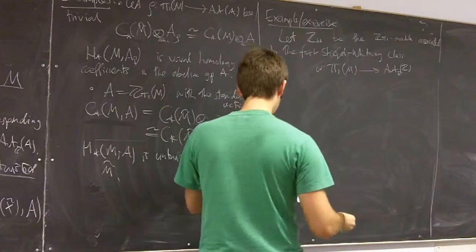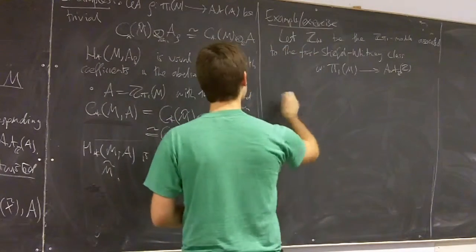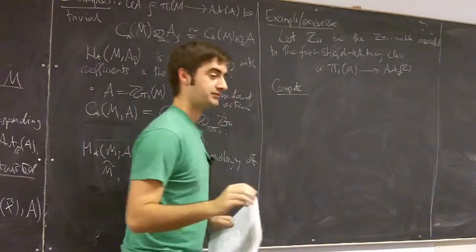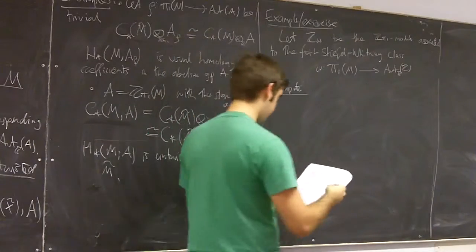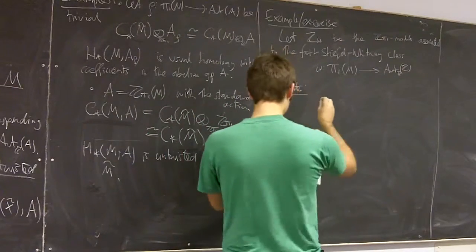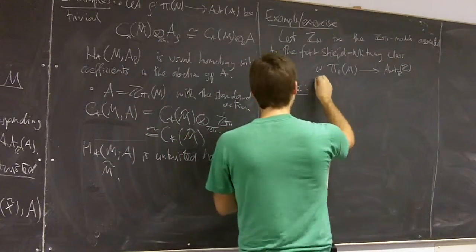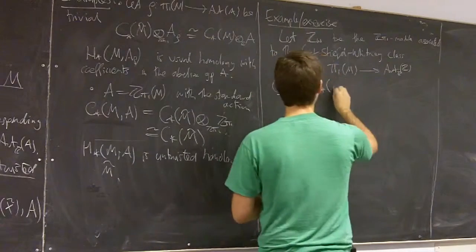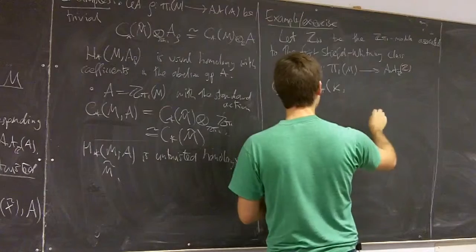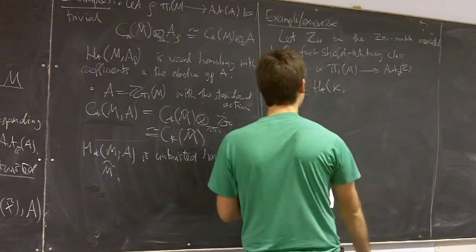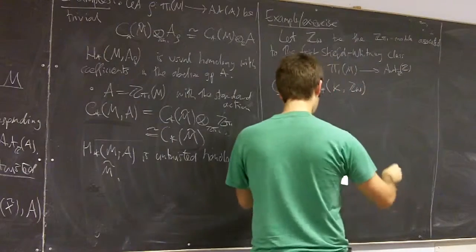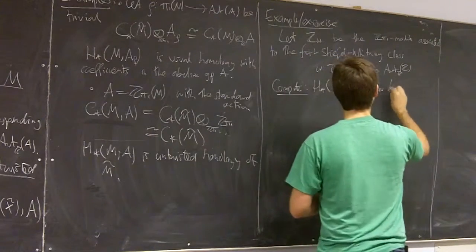Now, the exercise, left as an exercise because it's difficult, at least for me, is to compute the homology twisted by the Stiefel-Whitney class of K, where K is the Klein bottle.